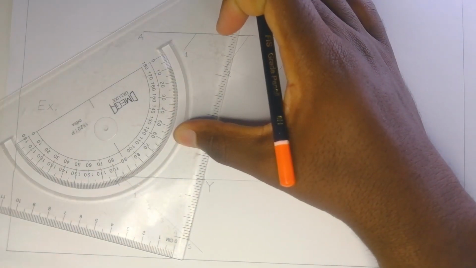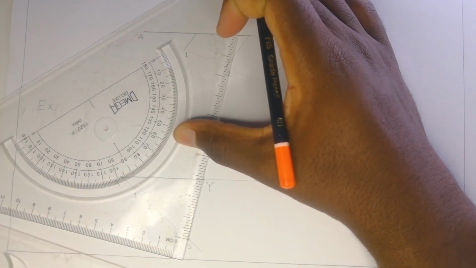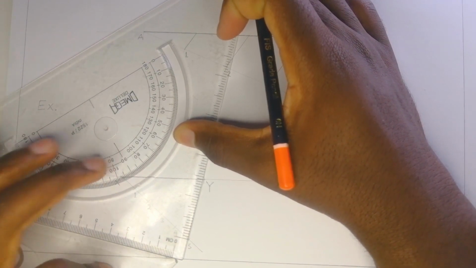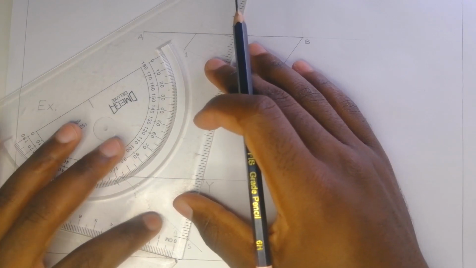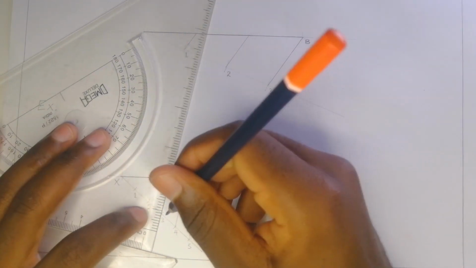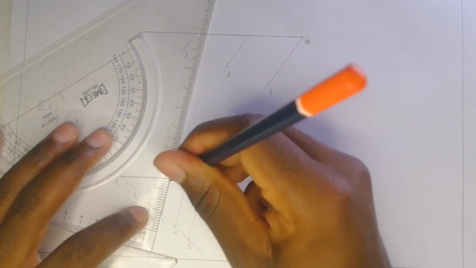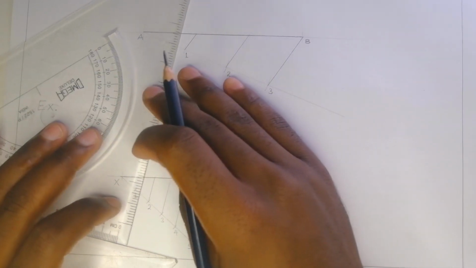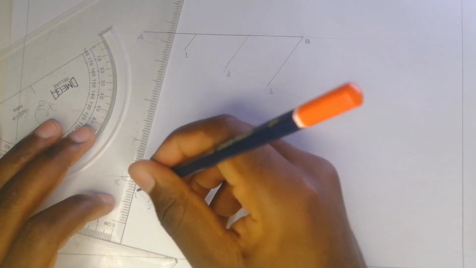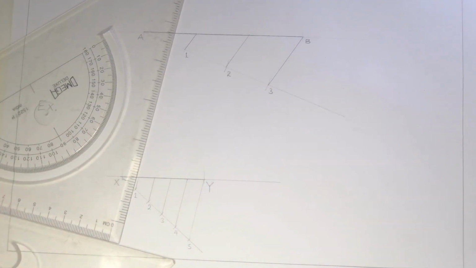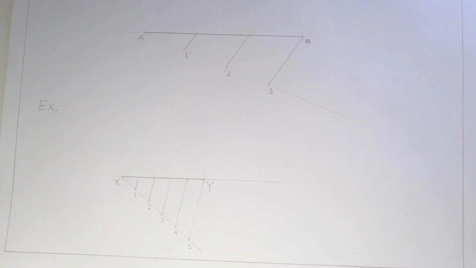After joining that point, I don't move my 45 set square. I place my 30-60 set square at the base of the 45 set square. Then I slide to point 4, draw a line. I slide to point 3, I draw a line. I slide to point 2, I draw a line. Similarly, I do the same for point 1. I have divided my line XY into 5 equal parts.